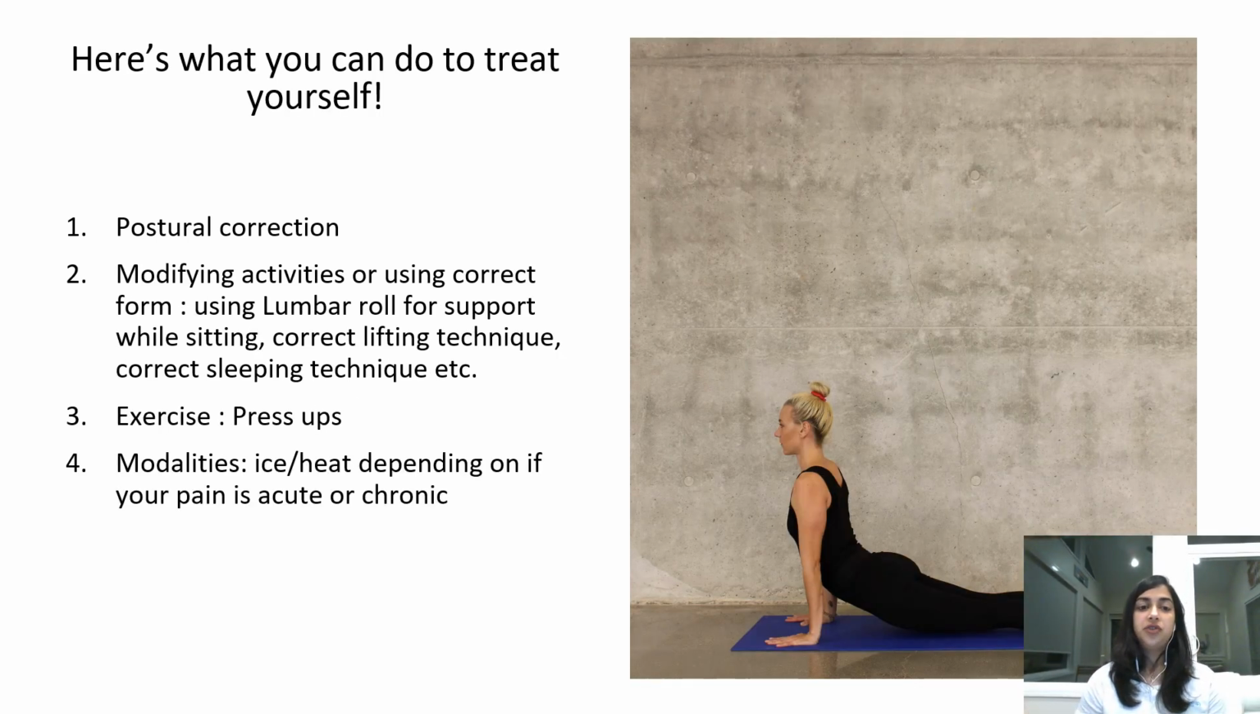So here's what we can do at home. The first, as we talked about, is your postural correction. Really focus on your posture. Try to engage a family member who can correct you every time you slouch and kind of give you that gentle reminder, hey, to sit up straight, right? And then as we talked about, using a back support, using correct lifting techniques, even sleeping.